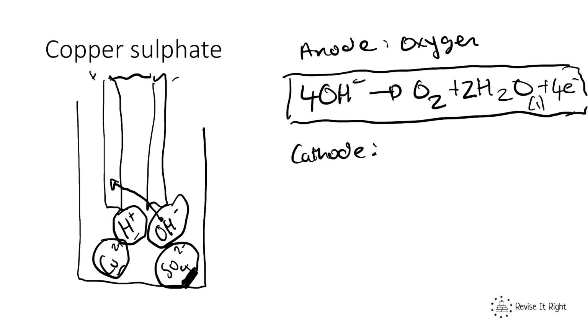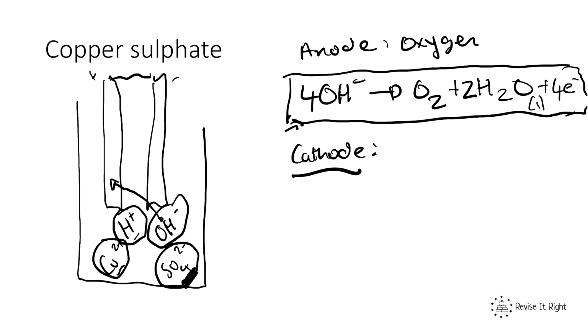Now this doesn't change, so it would be a good idea to learn this half equation for oxygen, just in case your exam question is oxygen is produced at the anode. We know that oxygen is produced at the anode because the sulfate ion is not a halide, and therefore oxygen is produced. So now we're going to go to our cathode.